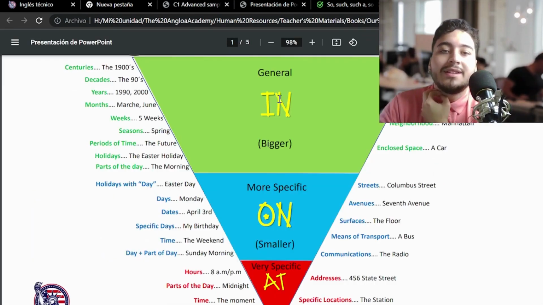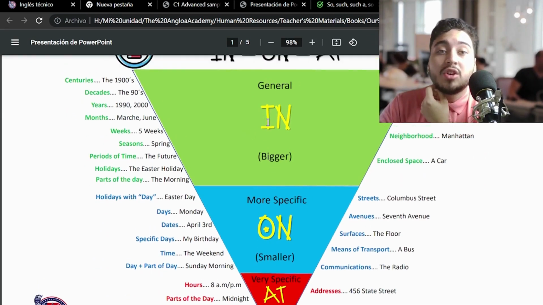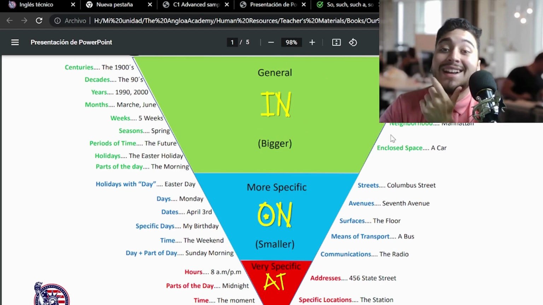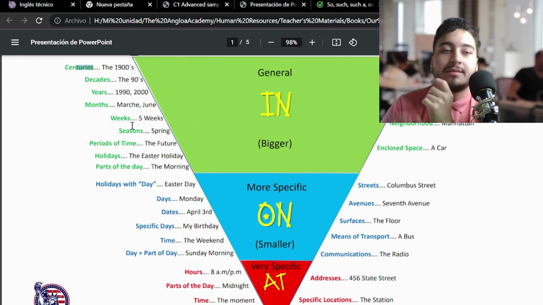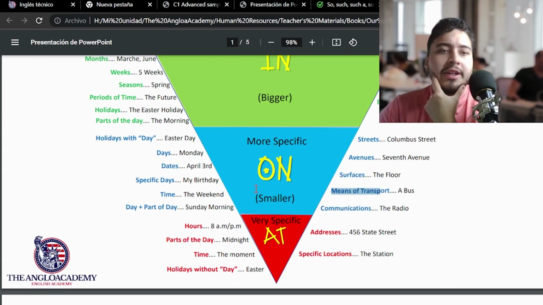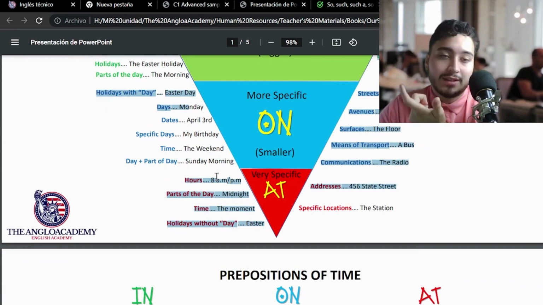Now we have the prepositions of time and place. So we have in, on, and at. Remember that "in" is for general things, such as countries, cities, neighborhoods, and enclosed spaces. And for centuries, decades, years, and months, big time frames, you know? "On" is used for more specific things, such as streets, avenues, surfaces, means of transport, on a bus, or communications. I listened yesterday on the radio, and we use it for holidays and special days, in general days.